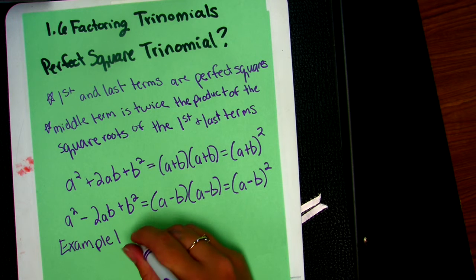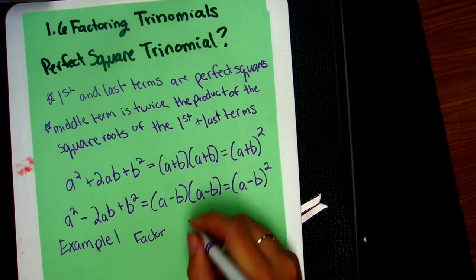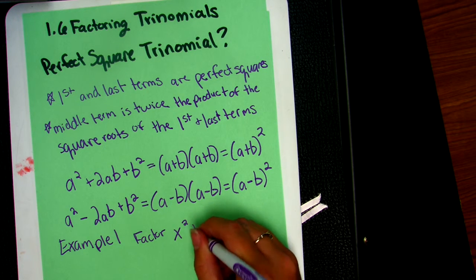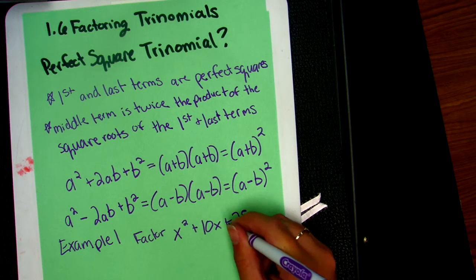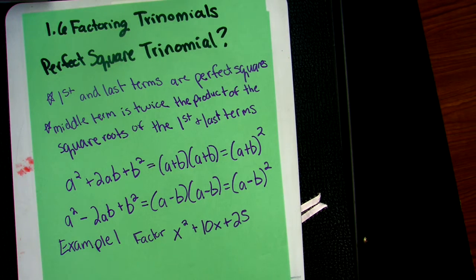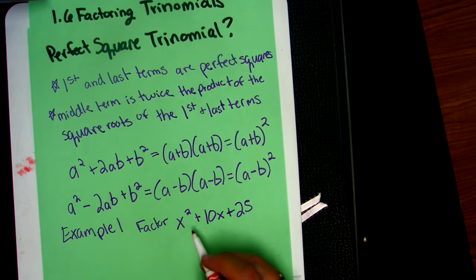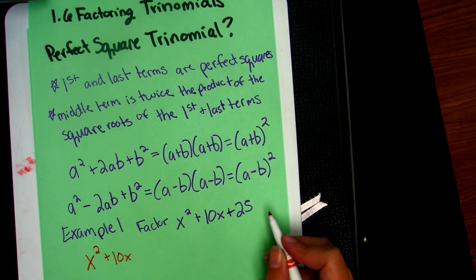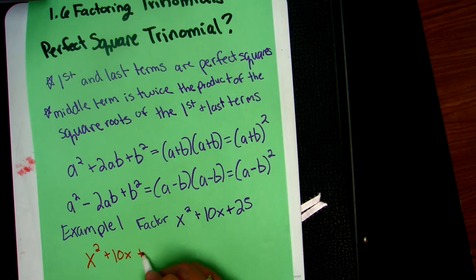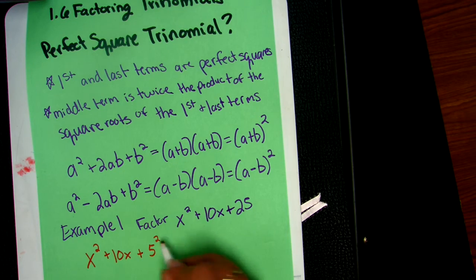Let's say we want to factor x squared plus 10x plus 25. It might be possible that this is a perfect square. The first thing we want to do is rewrite the first and last terms and see if we can rewrite them as perfect squares. So x squared is already a perfect square, and 25 can be written as a perfect square. It can be rewritten as 5 squared.